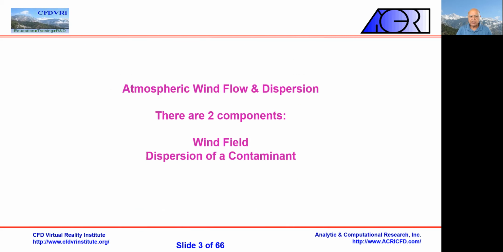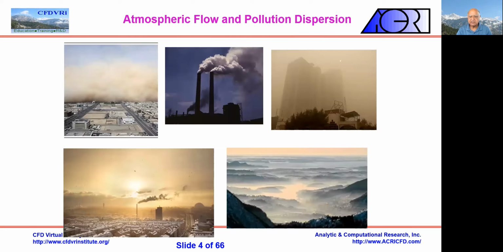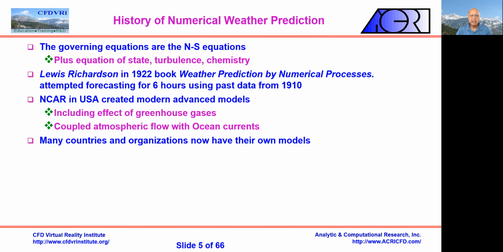In the atmospheric field, there are two components. There is the wind field and there is the dispersion, right? So the governing equations are, of course, Navier-Stokes combined with other supporting equations. Richardson was one of the first to try to predict numerical weather prediction. He had some 6 hours of data, and he forecasted for 6 hours from the data he had, and there was some validity to that.